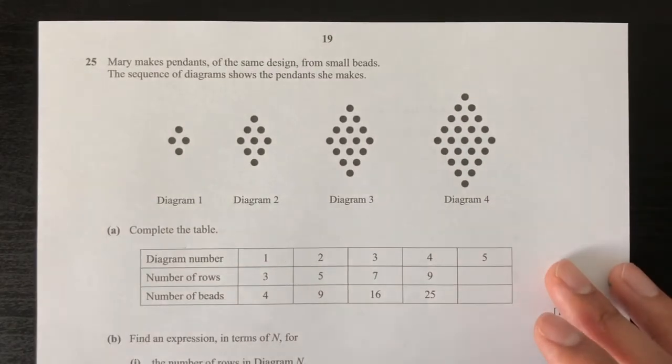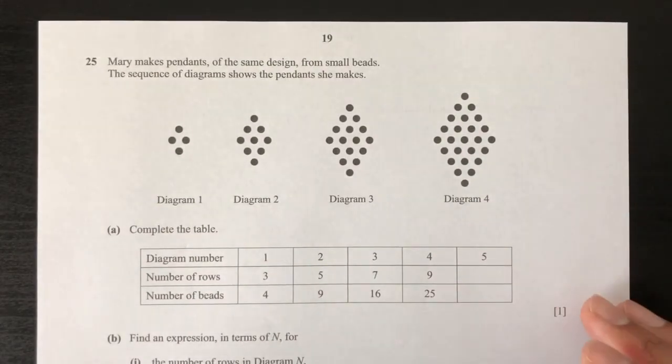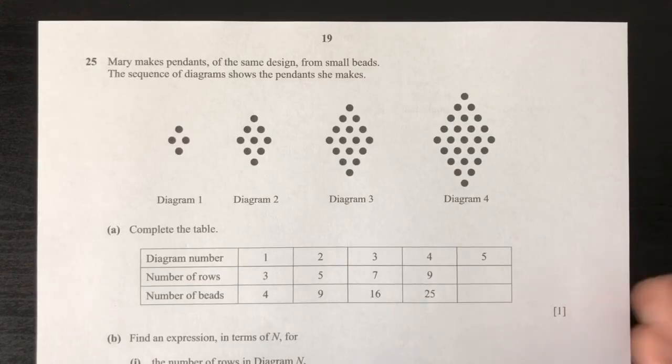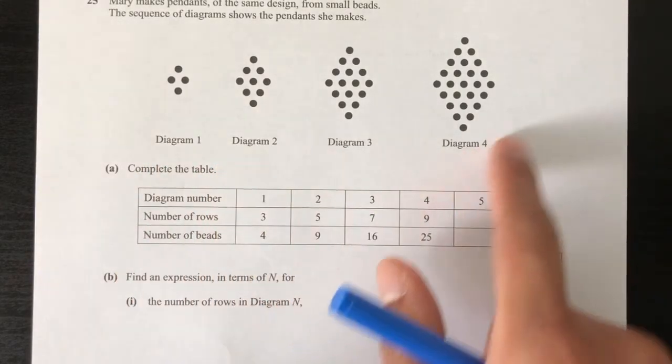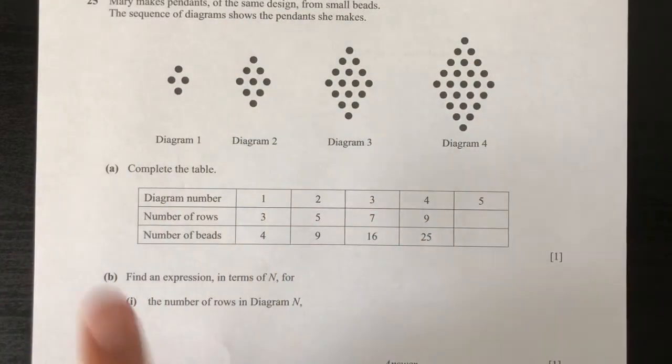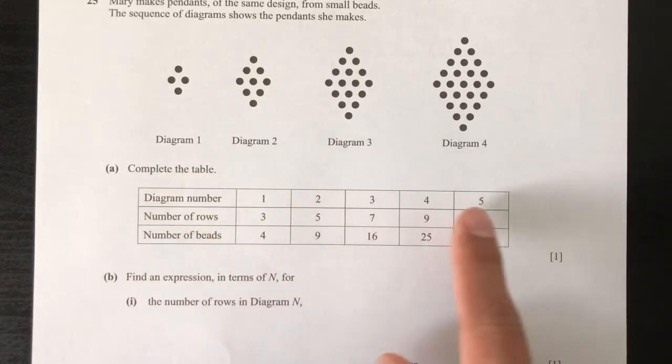Now let's move on to question number 25. Mary makes pendants of the same design from small beads. The sequence of diagrams shows the pendant that she makes. So 1, 2, 3, 4, that is the diagram that we are given. Now part 1, complete the table for 5.